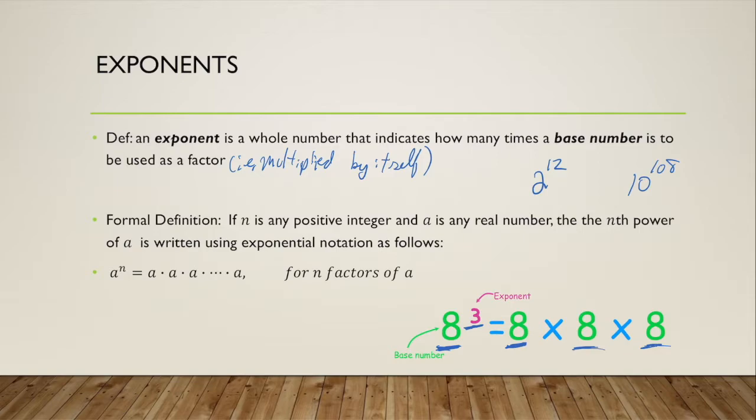The formal definition is if n is any positive integer and a is any real number, then, sorry for the typo, then the nth power of a is written using exponential notation as follows. a to the n equals a times a times a dot dot dot for n factors of a.